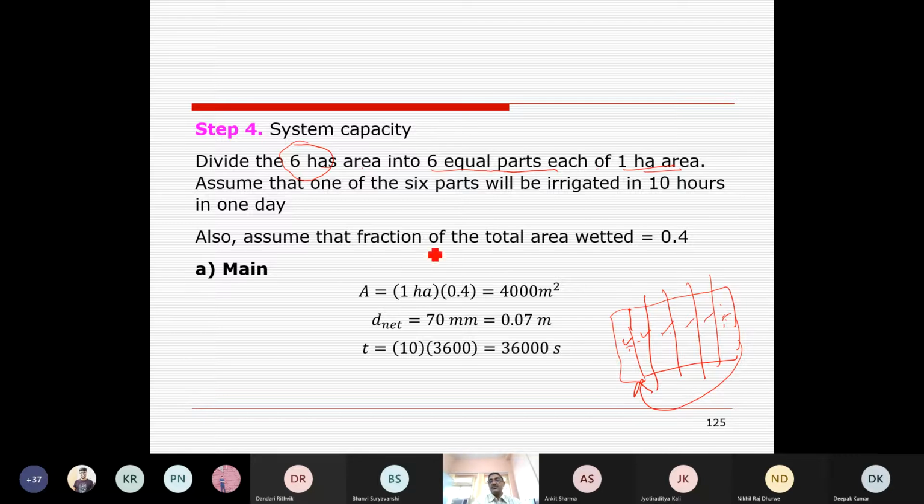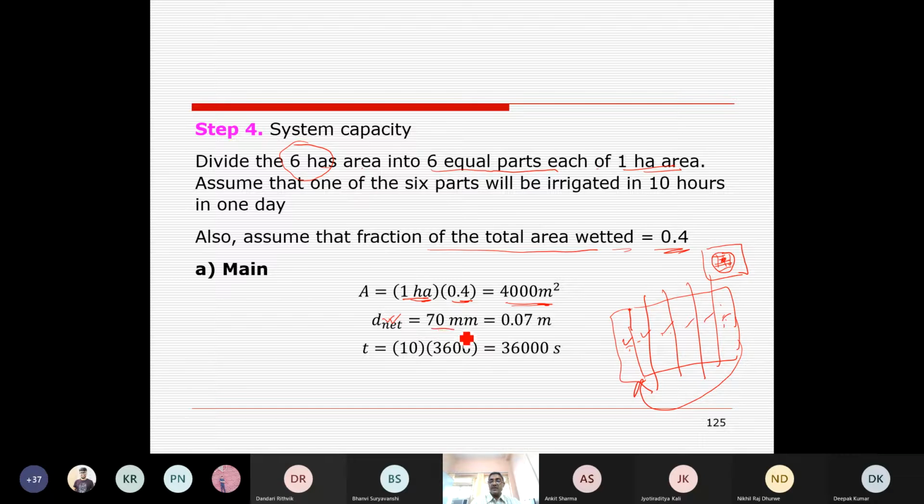And assuming the plant spacing, row to row and plant to plant, is 5 meter by 5 meter, and 40% of the area is irrigated, we need to apply water to this 40% area only. So out of 1 hectare, only 40% area we need to irrigate. So assuming the fraction of the total area that needs to be wetted is 0.4, 40%. How much is the effective area? Out of 1 hectare, 40% makes 4,000 square meter area where we need to apply this water.